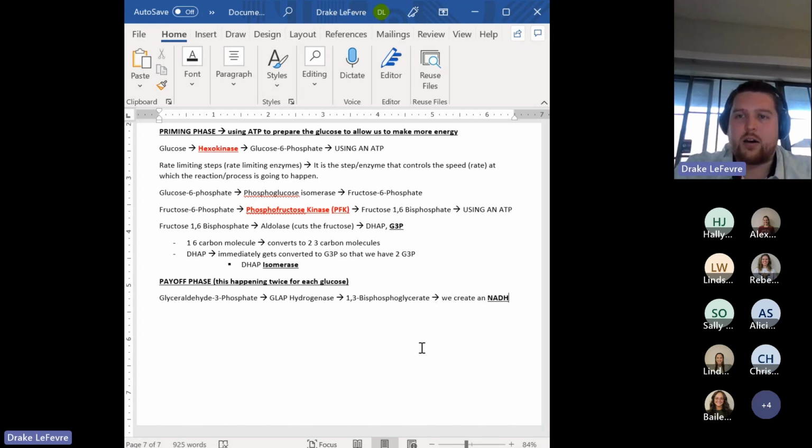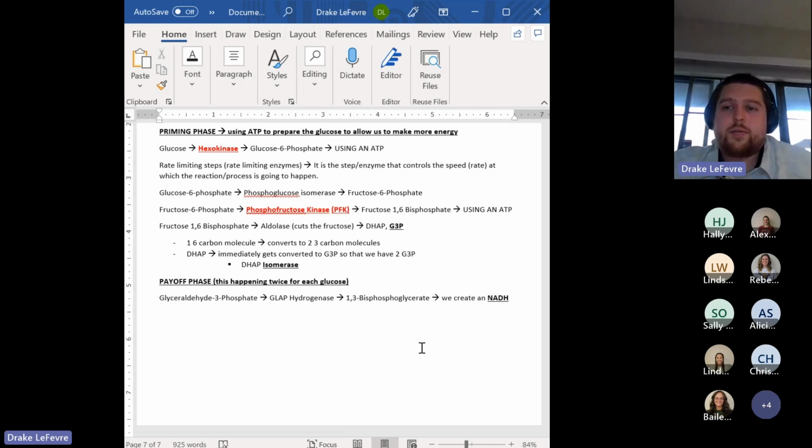But the hydrogenase literally is going to break a bond and take off the hydrogen and add it into the NADH. So the NADH goes from NAD plus to NADH.